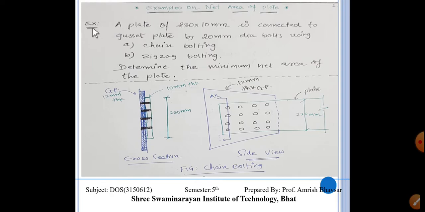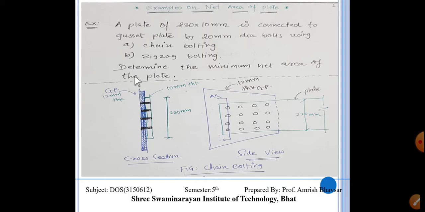Here the question is, a plate of 230 mm by 10 mm is connected to the gusset plate by 20 mm diameter bolts using chain bolting and zigzag bolting. Determine the minimum net area of the plate.